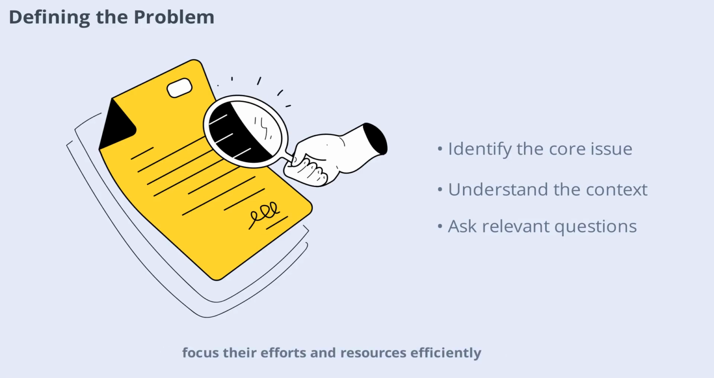It's not just about stating what's wrong, but also understanding the context and implication. By asking the right questions and gathering background information, scientists lay a strong foundation for effective problem solving. This step ensures that the solutions developed are relevant and impactful.